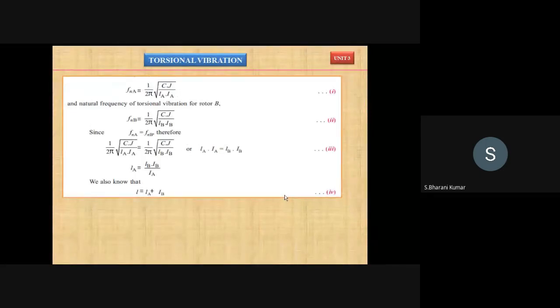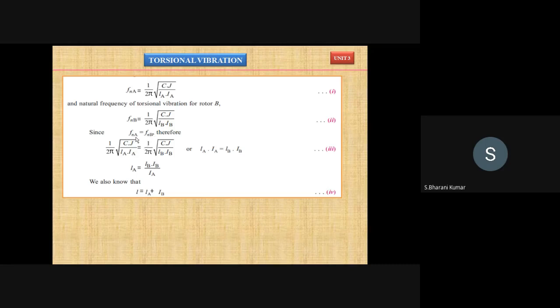And this is the formula. Now the formulas are very clear. Yesterday the pi values and the plus value were missing. Today I corrected it. That is 1 by 2 pi square root of C by J, La into Ia, which is equal to Fn of B. Fn of A equals Fn of B.